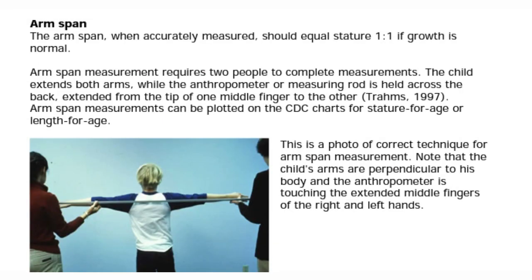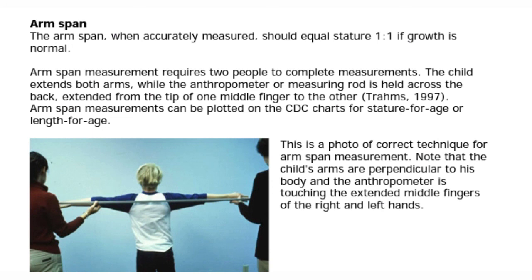Arm span is also taken in anthropometry. The arm span, with accurate measurement, should equal stature 1:1 if growth is normal. So if the child is having normal growth, then arm span and height should be equal. The arm span and height should be equal.